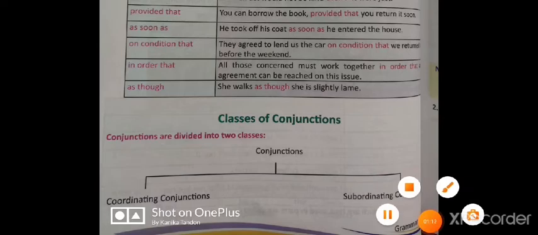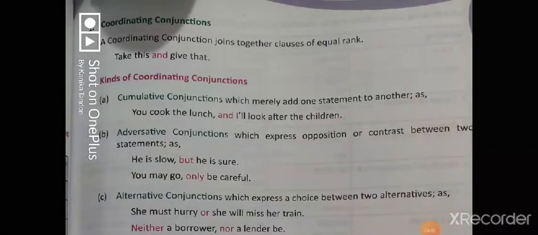Come on to the next page. Okay, coming on to the coordinating conjunction. Coordinating conjunctions are those conjunctions which add the same type of sentence together. Both the sentences should be talking about the same particular person. Like take this, give that, these are the same thing. Both the sentences have been said to the same person, right? So they are merely connected with the word and.